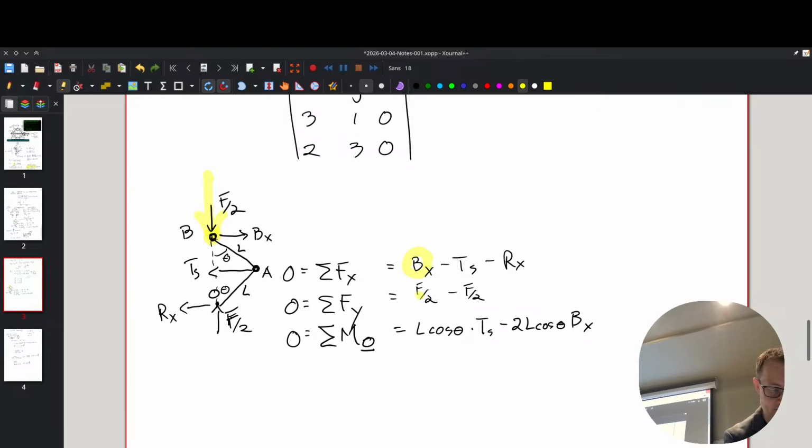So we don't know Bx, we're trying to solve for T, we don't know Rx, but we have 3 equations, only 3 unknowns. Should be fine, right? One of our equations is 0 = 0, which is not so helpful. So really we have 2 equations with 3 unknowns.